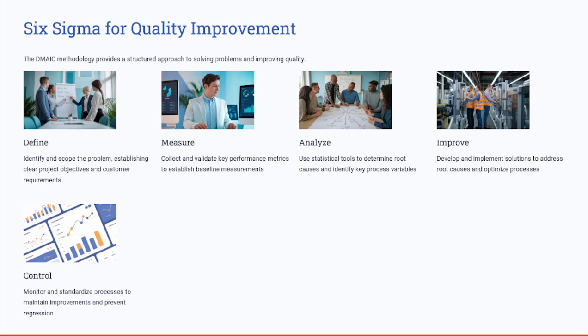Again, Six Sigma focuses on reducing defects and variability. It uses a structured approach by defining the problem, measuring the key metrics, analyzing the root cause of the issue, then improving by implementing solutions, and then controlling to ensure that you sustain these improvements. It helps to ensure consistency, efficiency, and customer satisfaction.